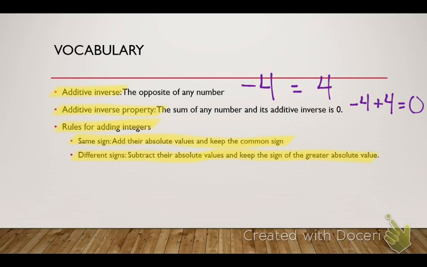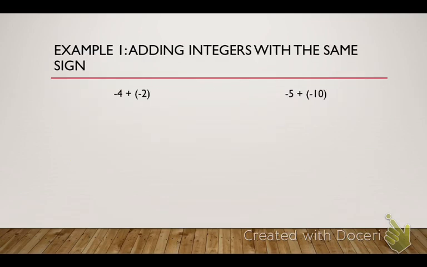Okay, what does that mean? We're talking absolute values. If the integers have the same sign, we add their absolute values and keep the common sign. Same sign, add and keep. Different signs, subtract their absolute values. Take the sign of the larger number, then you'll be exact. All right, and that's where we're going with our examples today. Adding integers with the same sign. Every number has a sign, and the sign is in front of the number. So the first one, negative 4 plus negative 2.